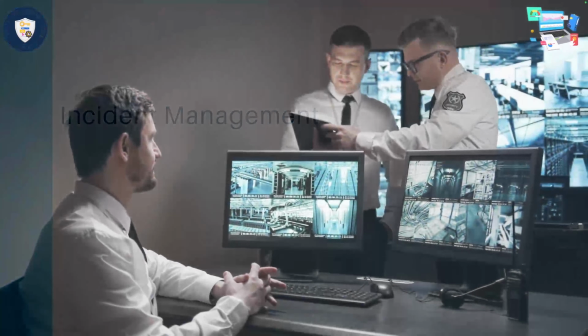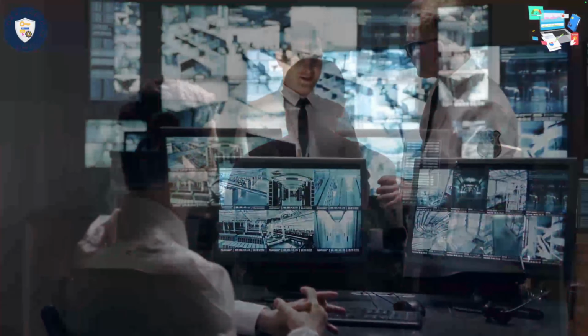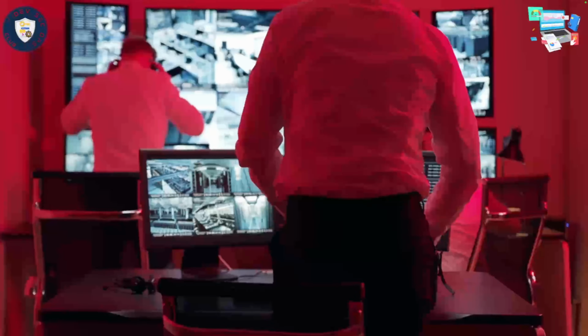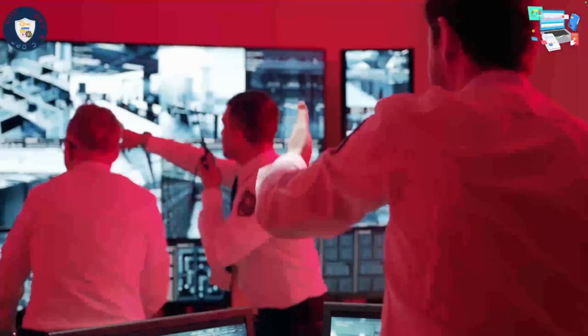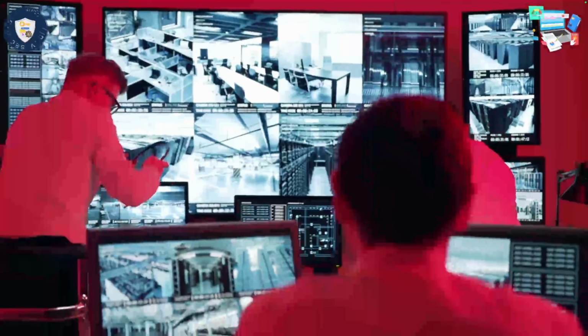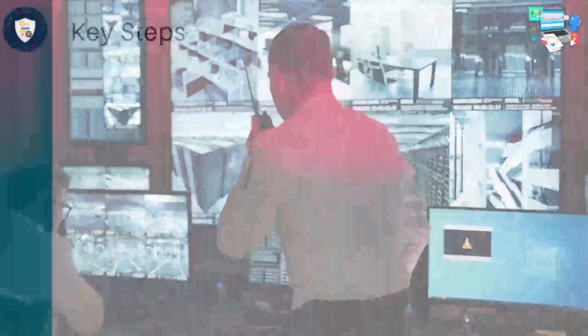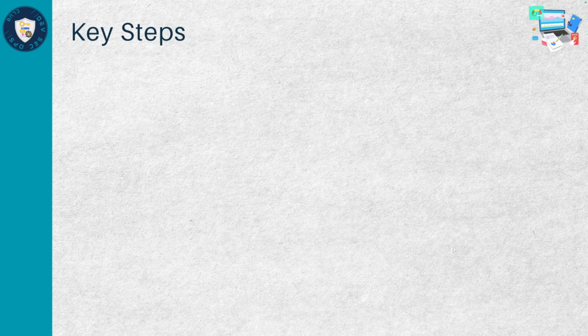So incident management is the process of identifying, responding to, and resolving unexpected issues that disrupt normal operations, like system outages, security breaches, or application failures. It ensures problems are handled efficiently to minimize impact and restore services as quickly as possible. Like the rest of the other parts in monitoring, incident management also has some key steps.